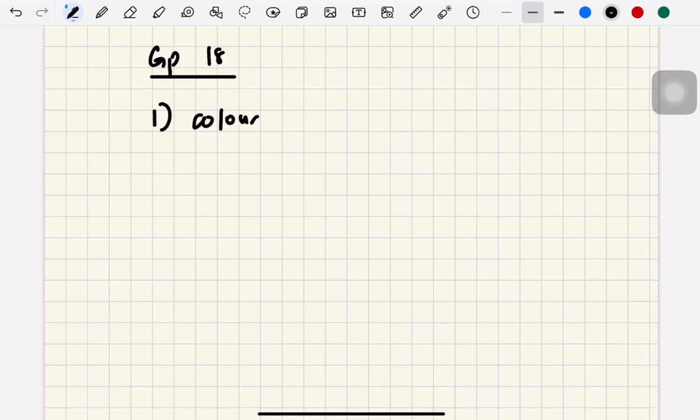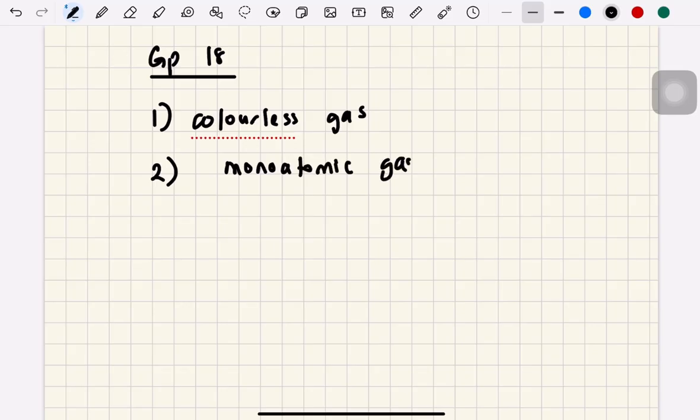Later we'll see some questions. Colourless gas, and it also exists as monoatomic gas. Monoatomic means one gas with one atom. So this one I need to highlight.